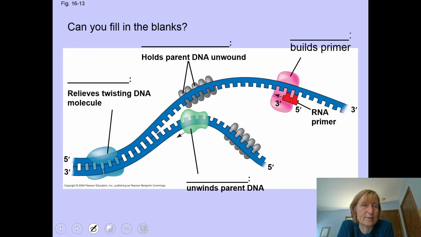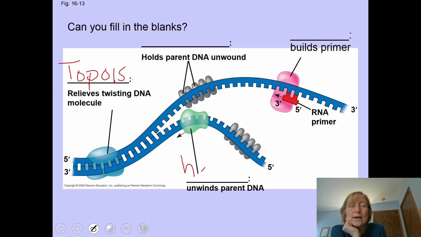Let's draw in the blanks here. See if we can fill these in. Upstream of our replication bubble, we've got this molecule unwinding and relieving twist in DNA. That's topoisomerase. You can finish that. Topoisomerase.